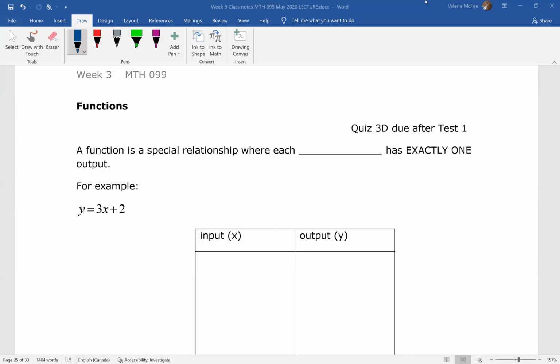Last topic we want to look at in week 3 is functions. Now, functions is a big topic. It's really important in Math 103, but we don't really talk about it again in Math 99 except right here. So we're going to say that the quiz about functions will be due after test 1. That means it's going to be on test 2.